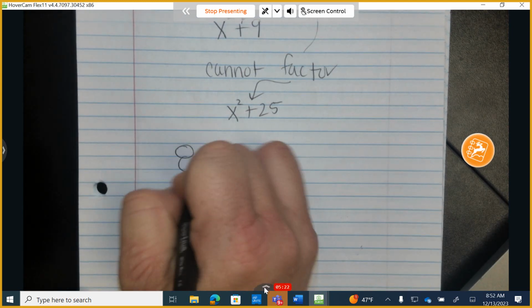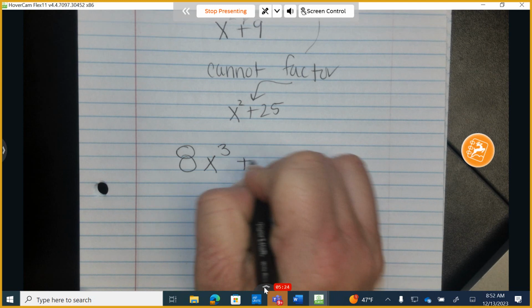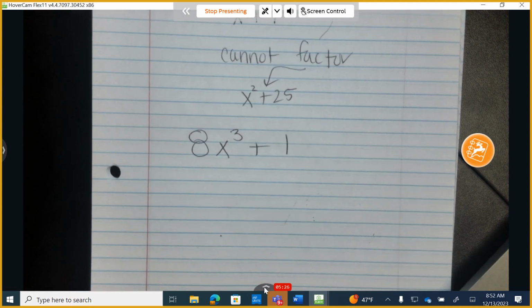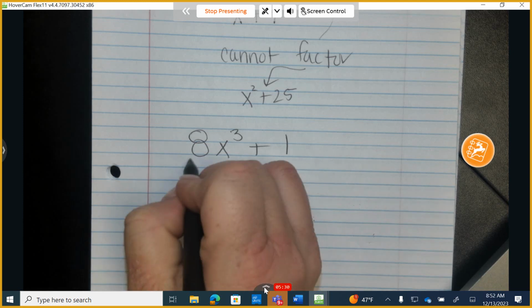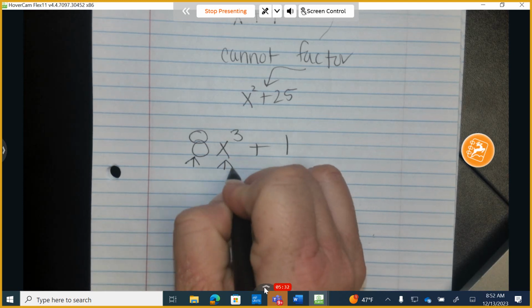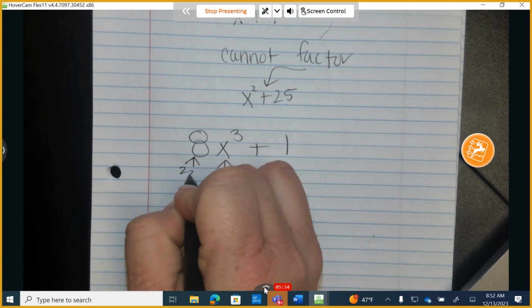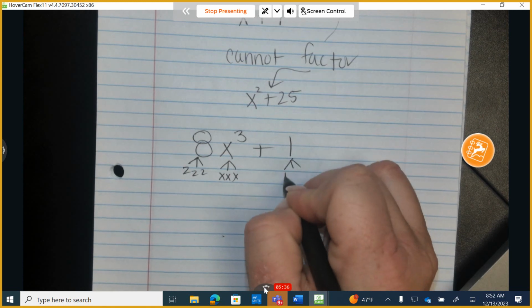Okay? Remember, I gave you that little cheat sheet? You're welcome to look at it. Look at the cubes. What is 8 equivalent to? What times what times what? 2 times 2 times 2. What is 1 equivalent to?